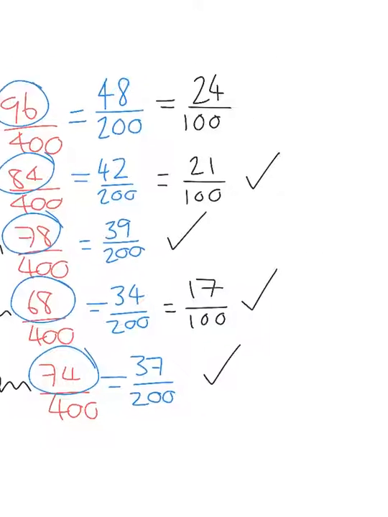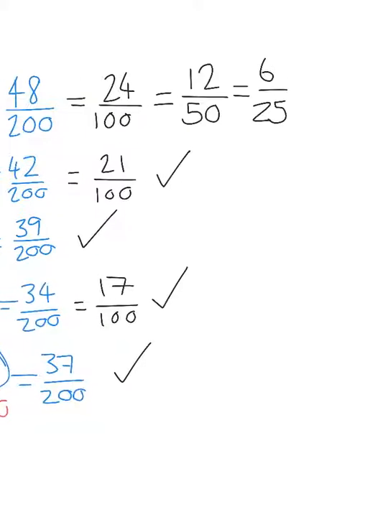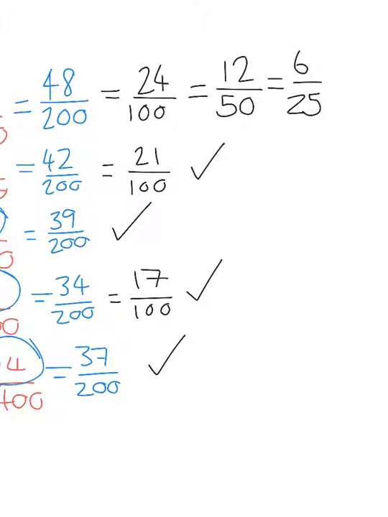And the last thing we've got to do is deal with this 24 over 100. Both even numbers, I can divide by 2 again, 12 over 50, and I can still divide by 2, 6 over 25. And I don't know of any number that both 6 and 25 can be divided into, so that's going to be my final answer.